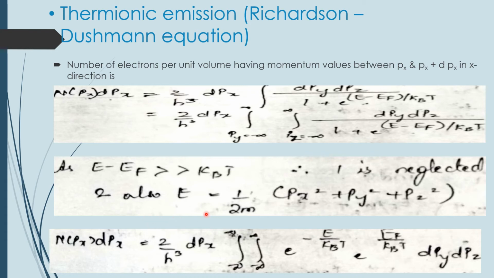So we can write this as 2 by h cube into dpx, double integrals with limits minus infinity to plus infinity. This is e raised to minus e by kt, as this one is now neglected. So we have taken the exponential in the numerator. So e raised to minus e by kt into e raised to ef by kt dpy dpz.